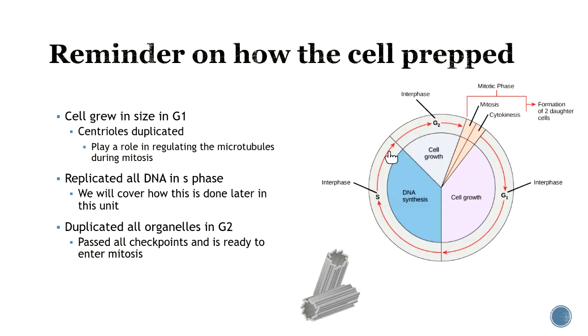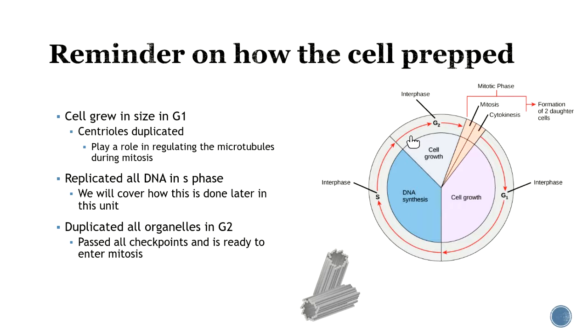Another key thing that I didn't mention before is centrioles. Now centrioles are going to be important because they're going to be our microtubule organizing centers. And what we did is we duplicated them in G1. So we had one set, we copied it into 2 sets in this phase right here. S phase is where we copied all our DNA. We'll talk about that in the next unit.